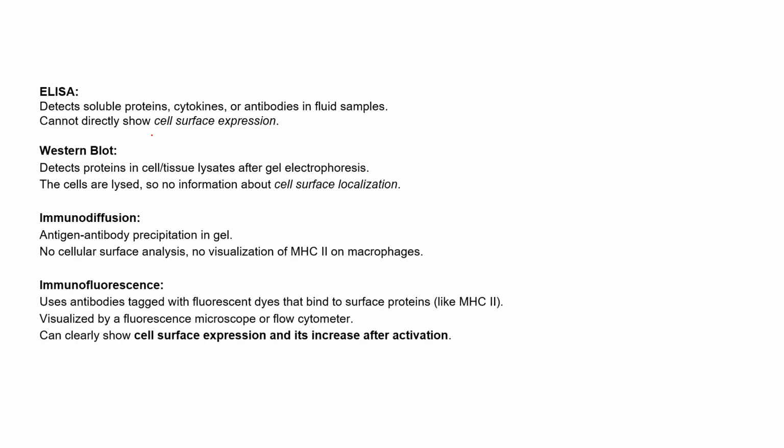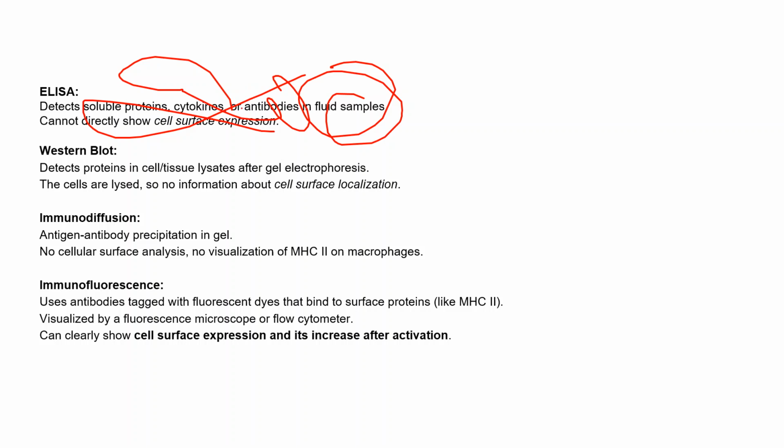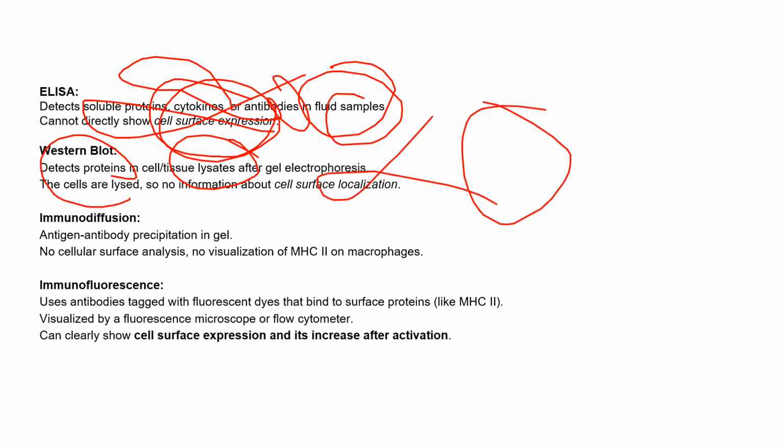In that slide, I showed one picture where we can see the cell surface localization. In ELISA, we know that it detects cytokines and proteins in fluid samples only. We can't show the cell surface expression. In Western blot, we have to lyse the cells. If we lyse the cells, we don't have any information about where the localization is, right? We can only know about protein concentration and protein expression, but there will be no information about localization.